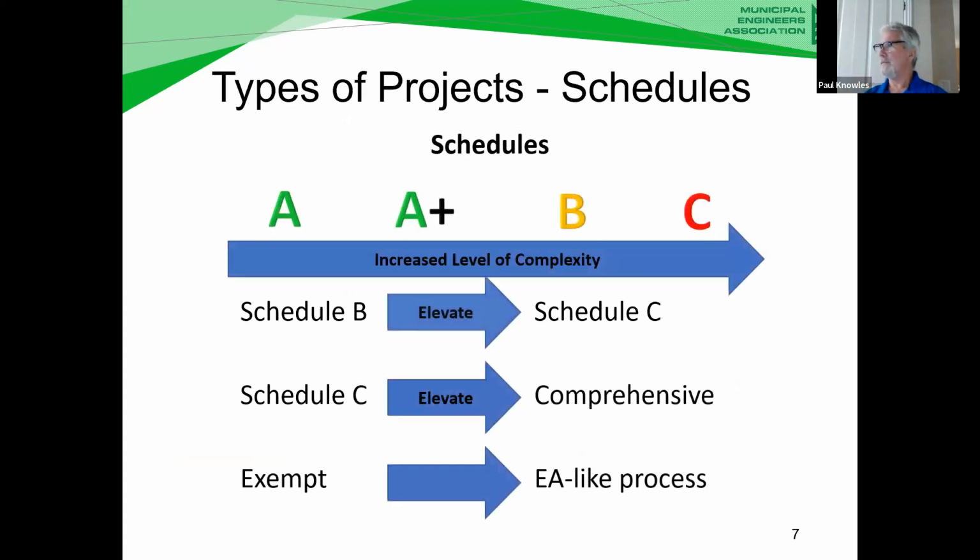So just to illustrate it graphically, so everybody's familiar, we have these 4 classifications of projects increasing in level of complexity from A through to C. The B's can be elevated, the C's can be elevated. Exempted projects can't be elevated, but in fact, MEA encourages people to undertake this EA-like process for appropriate projects.